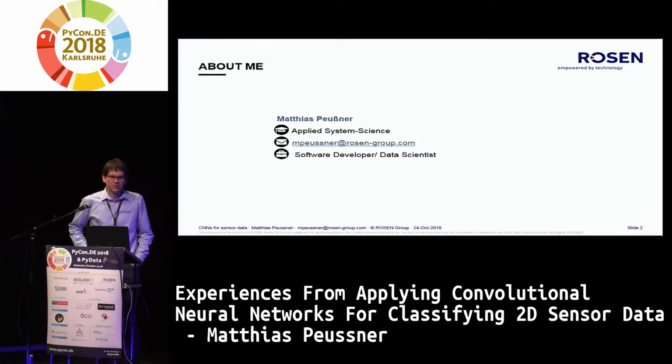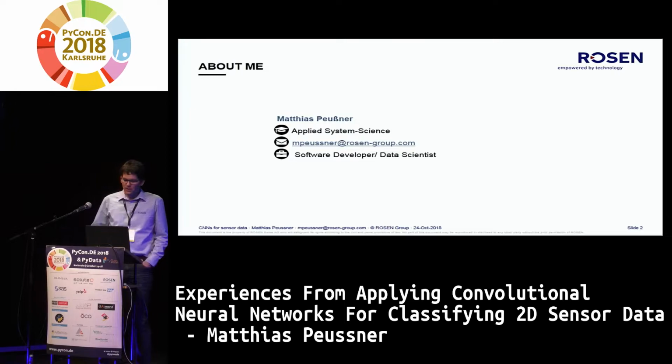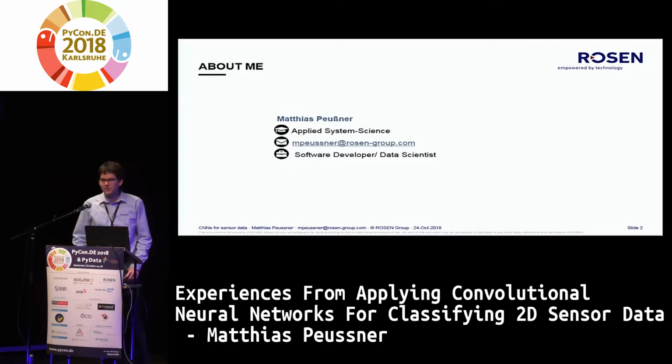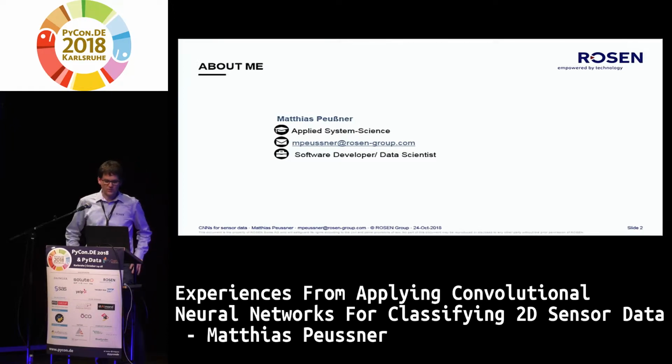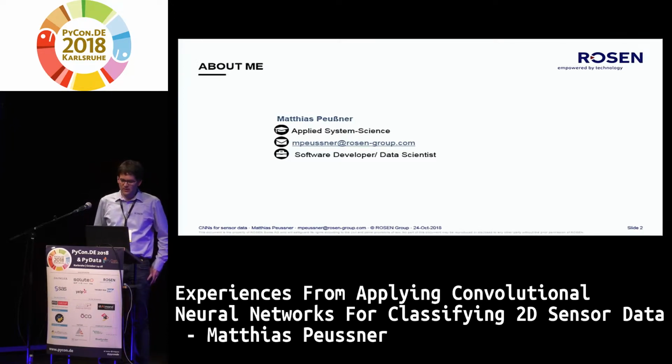My name is Matthias Peussner, and I studied applied system science in Osnabrück in Germany. I started as a software developer 13 years ago at Rosen, and around 4 years ago I more or less switched to do things like what a data scientist does now. I had an interest in deep learning, and that's what I will be talking about.